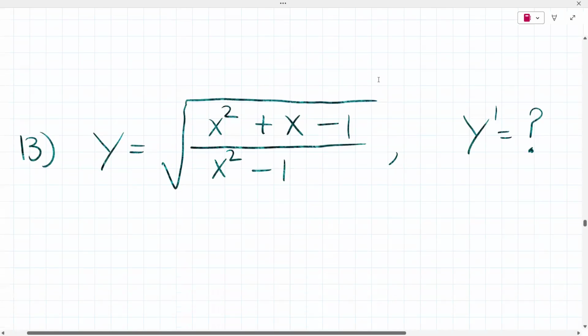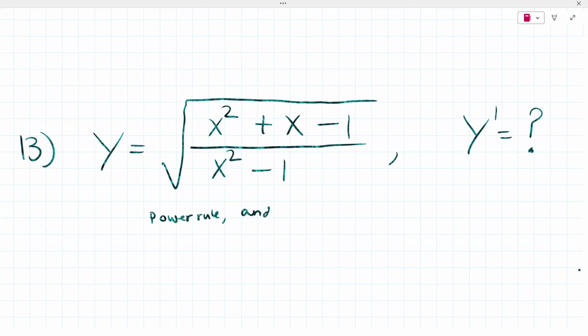Okay, let's move on to 13. So we have y equals the square root of x squared plus x minus 1 over x squared minus 1. Okay, so this one is a little bit more work. What we have to do to find y prime is use the power rule, and it looks like also the chain rule. So yeah, let's do that.